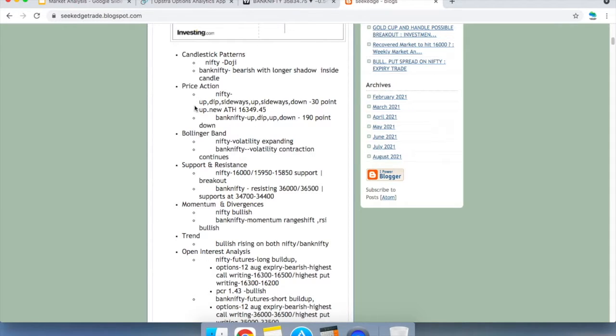And the price action: the Nifty went up. It's a mixed bag day. It went up first and then dipped, then sideways, and then again went up and sideways. Today's an expiry day and only 30 points moved. Before that, Nifty did hit an all-time high when it moved up in the morning, and the new all-time high is 16,349.5. Bank Nifty, on the other hand, did an up move, then dipped, and then went up, could not sustain, and then went down.